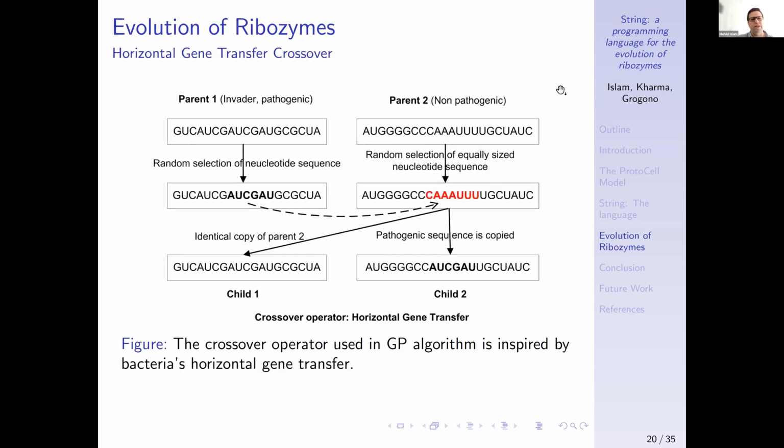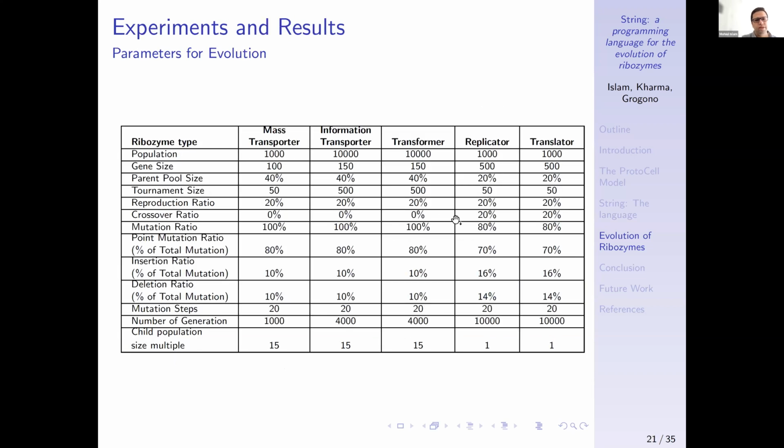We also designed a nature-inspired crossover operation. This is how horizontal gene transfer happens between a pathogenic bacteria and a non-pathogenic bacteria, where a section of the codons is inserted into the non-pathogenic bacteria, which results in two progeny. That's our crossover operation. And these are the parameters that we use for the evolution.